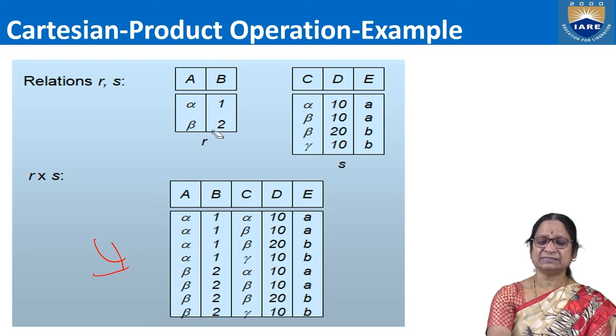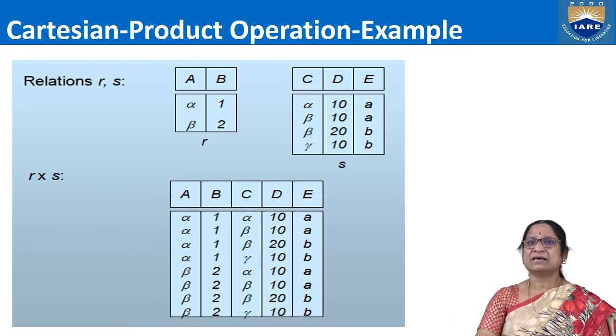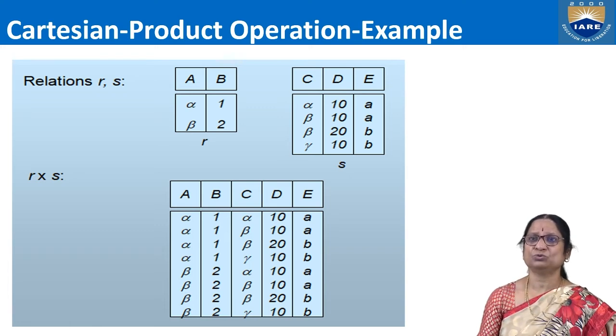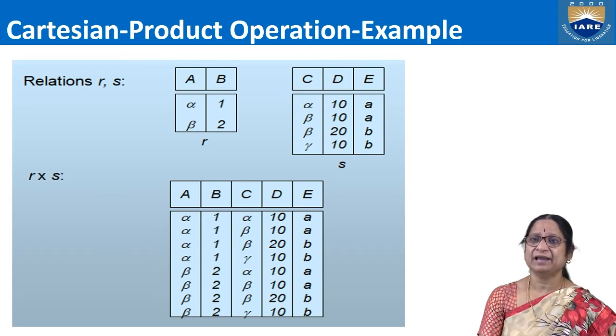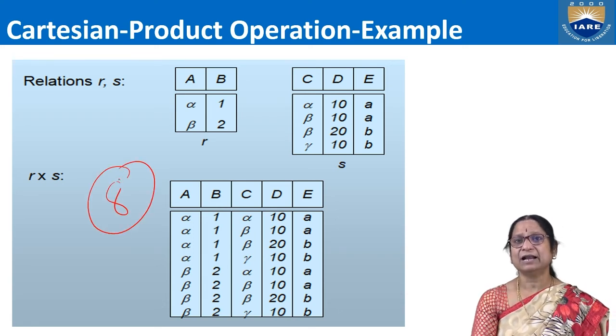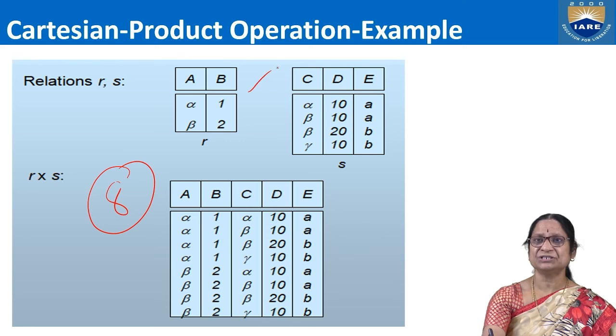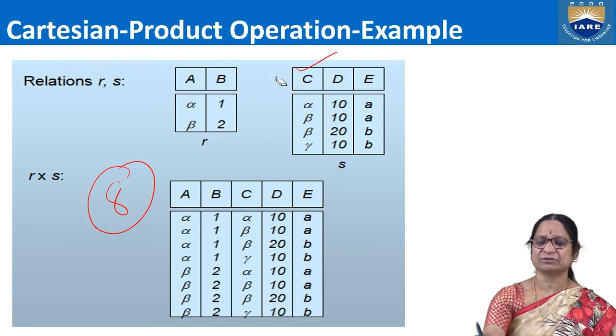So you observe in this example, the first relation R has attributes A, B, with two tuples, alpha 1 and beta 2. And the S relation has attributes C, D, E, with 4 tuples. Totally, how many tuples are there here? 2 times 4 means 8. So the Cartesian product R cross S, which we represent with the cross, will consist of 8 tuples. And the attributes are the attributes of the first relation followed by the attributes of the second relation.